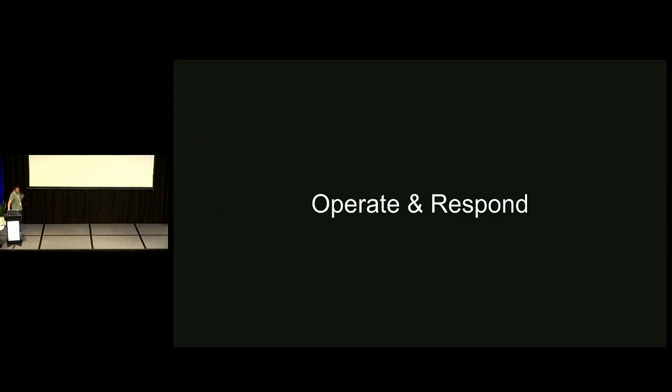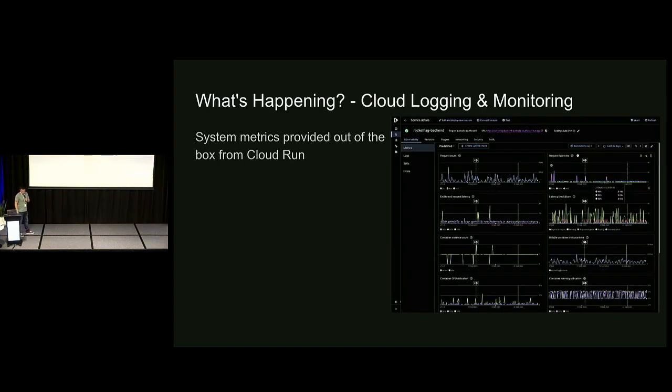All right, so we're in production. Now we've got to operate and respond to our work that's been shipped out. So the system metrics, this is the same screenshot from before, but the system metrics provided out of the box from Cloud Run give us this visual indicator without having to do anything. This is all provided out of the box.